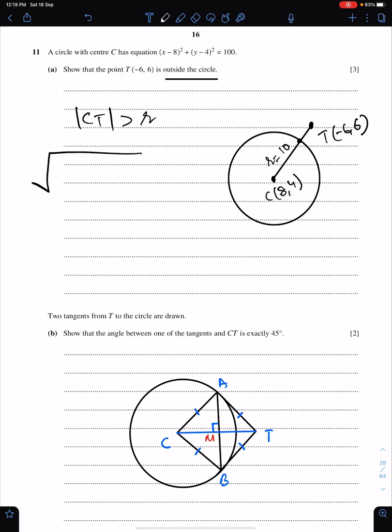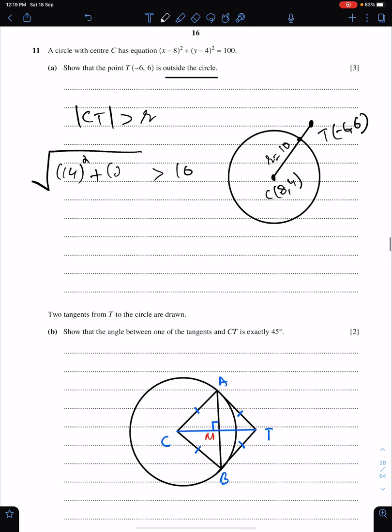So CT is 8 plus 6, 14 squared, and 4 plus 6, 10 squared. So this is, I guess, 200 under root. This is radius 10, and this is 10 root 2. This is greater than 10, shown.